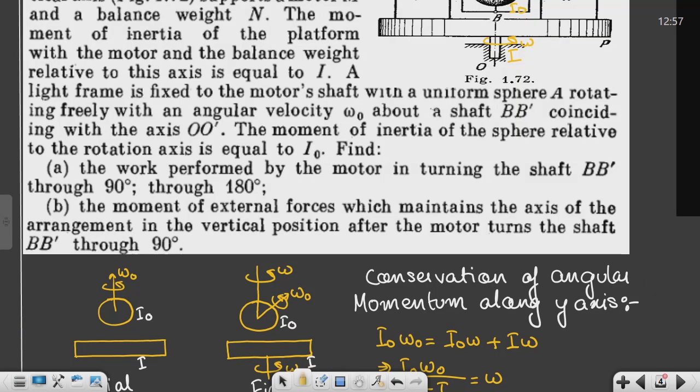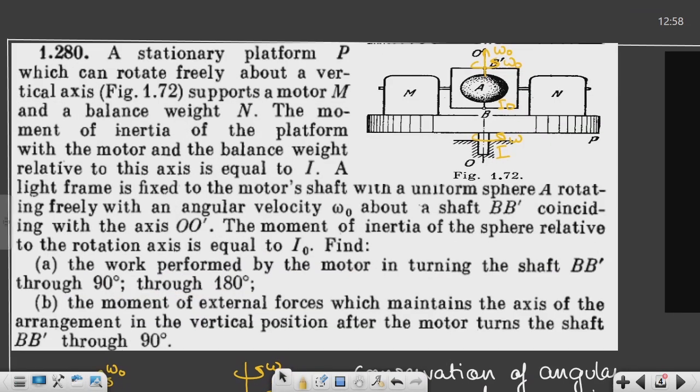The second part of the question is asking the moment of external force which maintains the axis of arrangement in the vertical position after the motor has turned through 90 degrees. That means basically it is asking to find out the torque exerted by the motor. This motor is rotating this entire thing in clockwise direction. It is applying a torque in this direction. I have to find out the value of this torque.